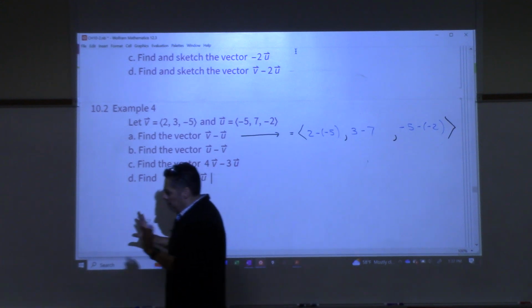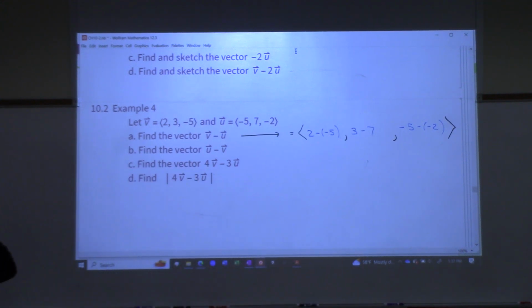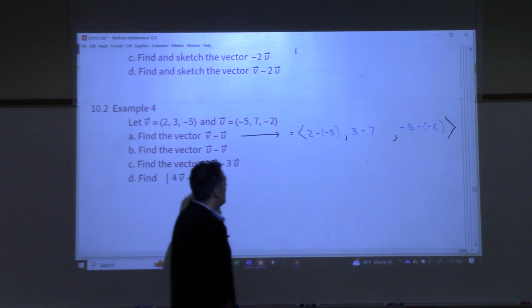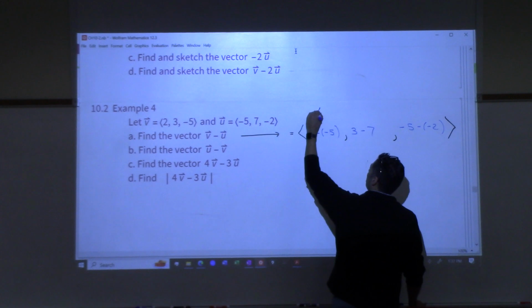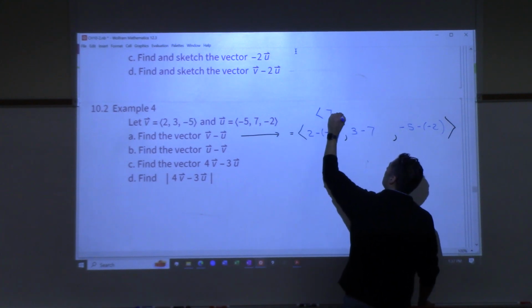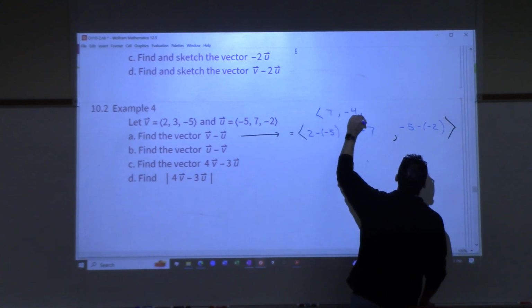Am I pushing too much to say that's pretty simple, like just arithmetic? You just got to make sure you get the order correct, right? There's nothing crazy about this. Let me put the answer above it. It'll be 7, negative 4, what do we got, negative 3?